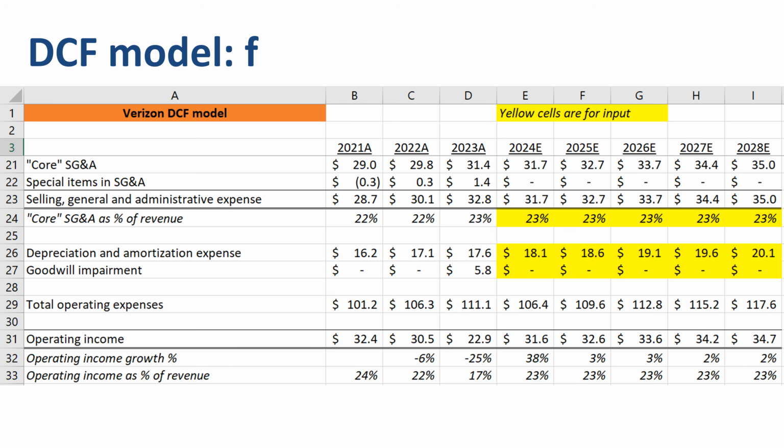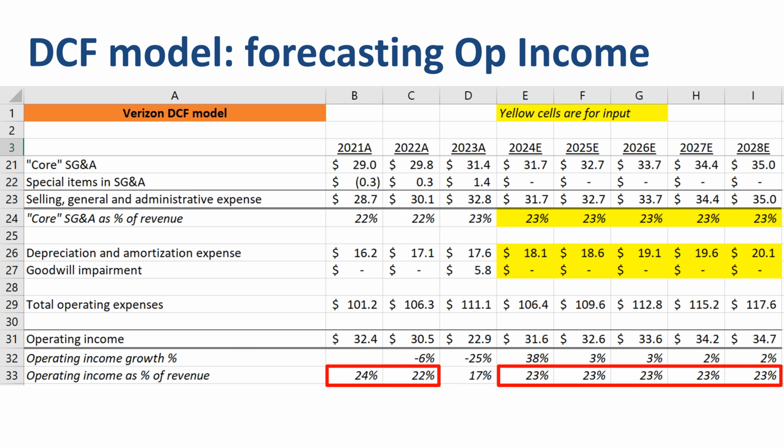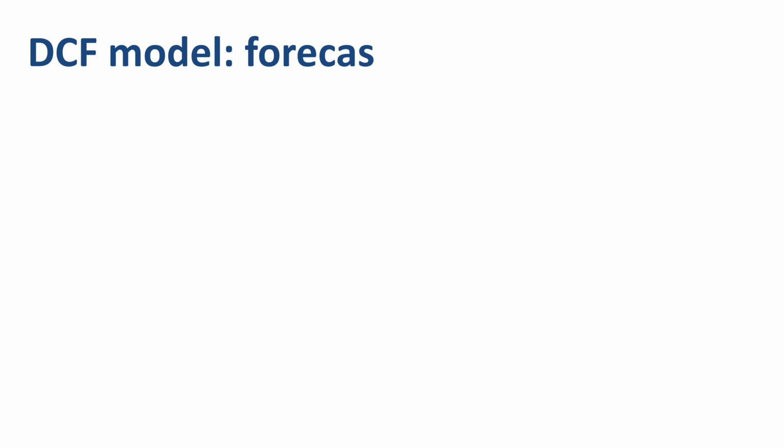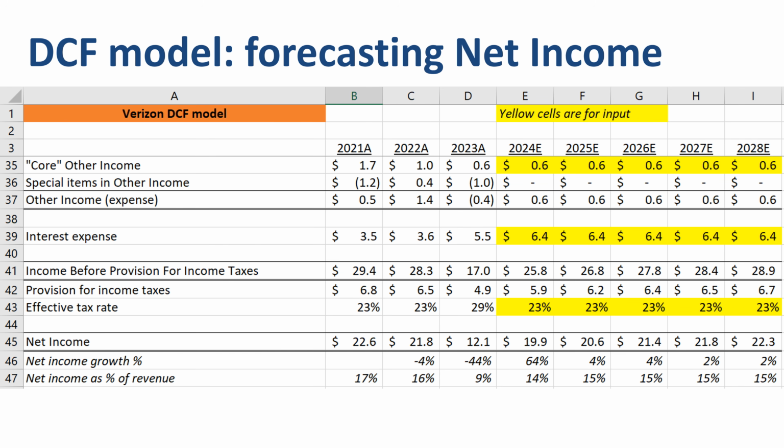Operating income as percentage of revenue. This is not an input, but a very important outcome to check. An operating income of 23% of revenue is in line with the 2021-2022 actuals. So I don't think the forecast is overly aggressive here. For other income, I assume that the lowest number of the past few years, $600 million of income, continues in each of the years of the forecasting period. No special items.